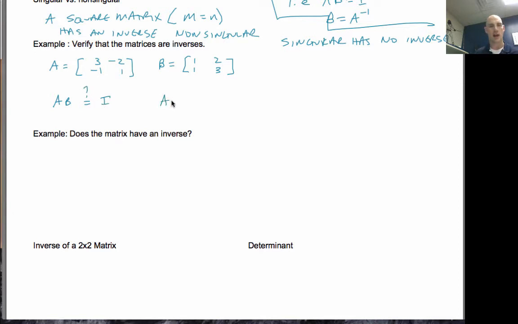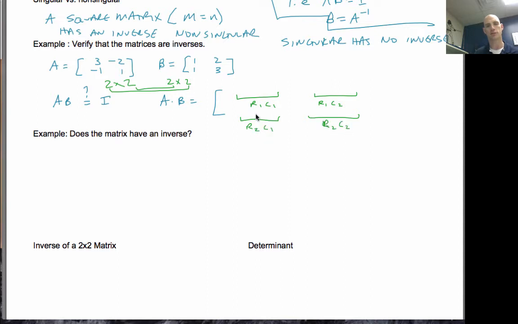So let's try it. A times B is equal to, and I've got a 2 by 2 and a 2 by 2, so these match, and my answer is a 2 by 2. Row 1, column 1, row 1, column 2, row 2, column 1, row 2, column 2. So let's do a little multiplication here. Row 1 times column 1. So 3 times 1 is 3. Negative 2 times 1 is negative 2.